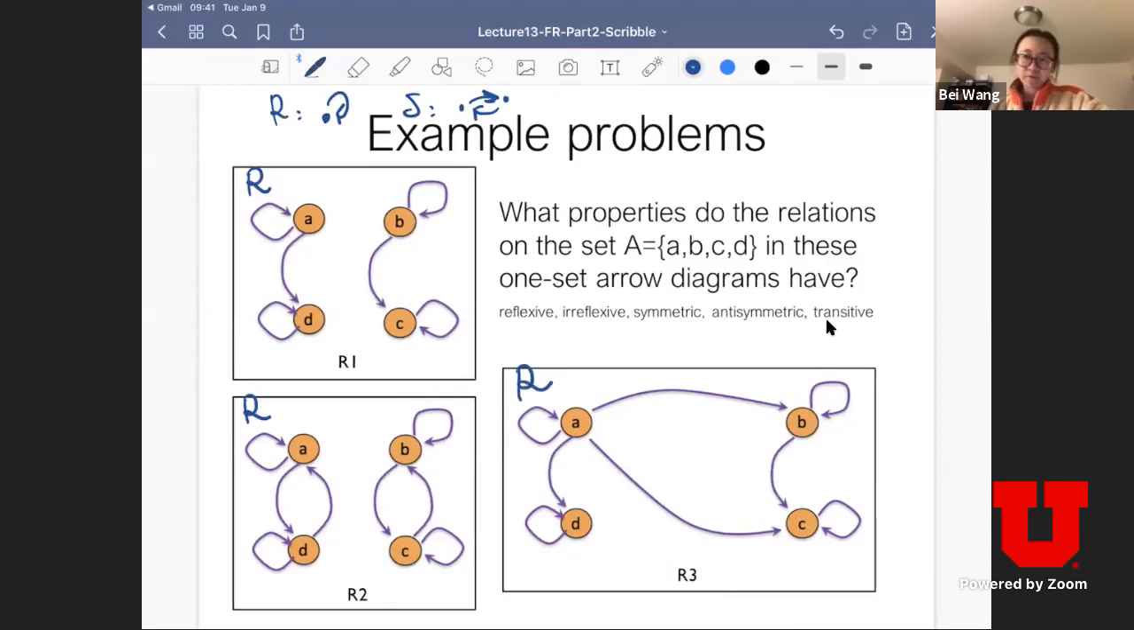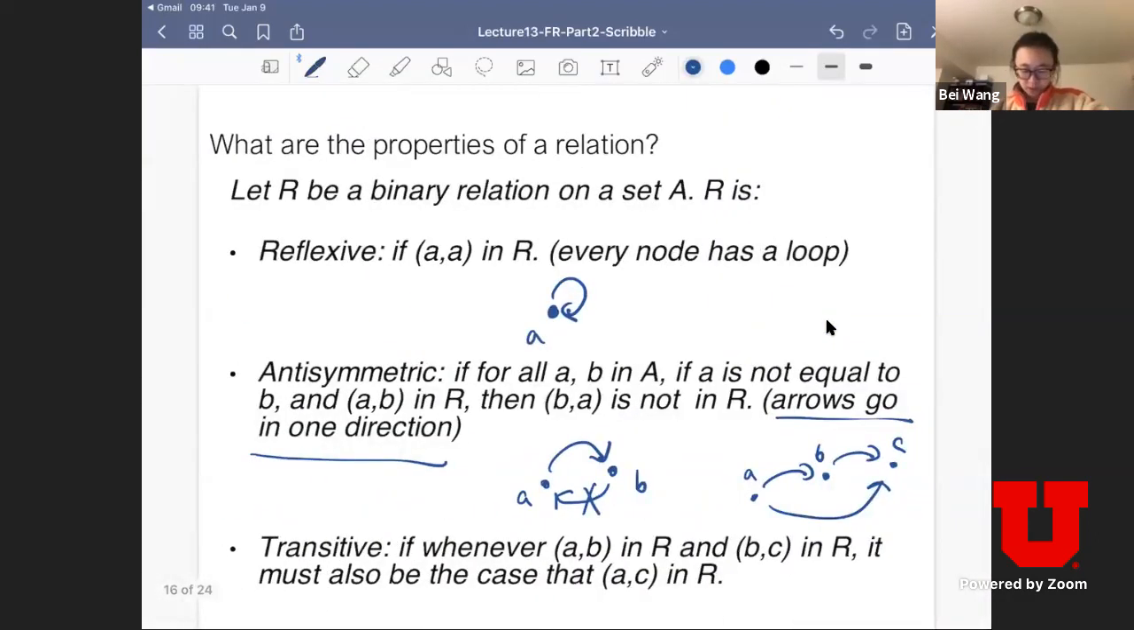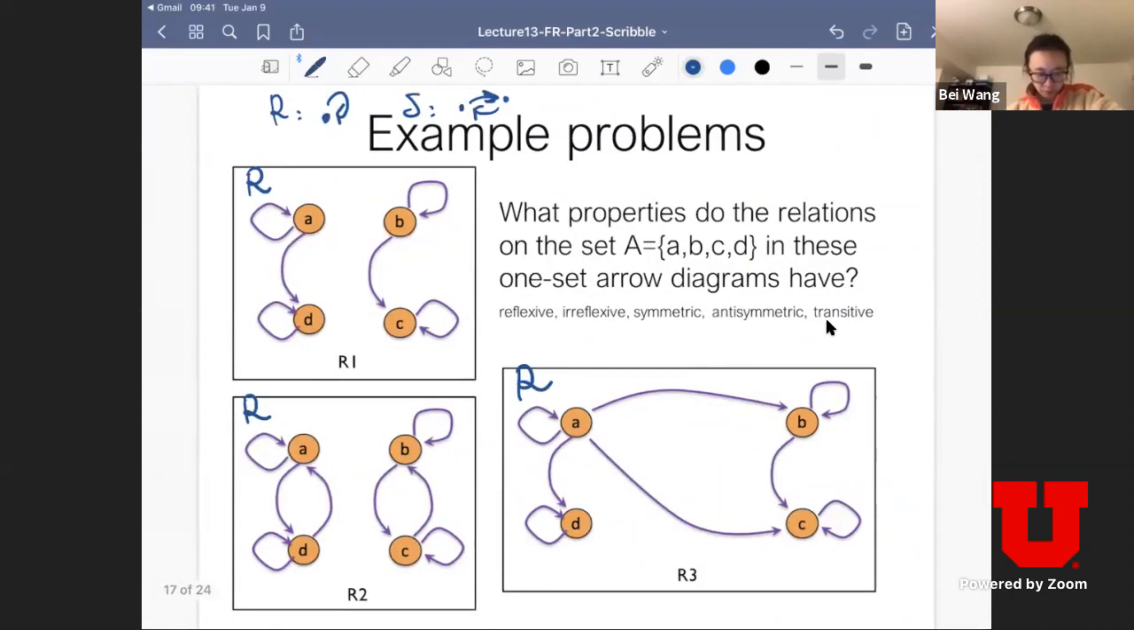This is the time you should actually pause the video and try to solve this on your own for the next 5 minutes. Now I'm going back to R1. Is this symmetric or anti-symmetric? Remember, anti-symmetric means that there are no double edges or double arrows, so arrows go only in one direction. Is that true? A goes to D, but D does not go to B. This does not exist. B goes to C, but C does not go back to B. So this means it's anti-symmetric.